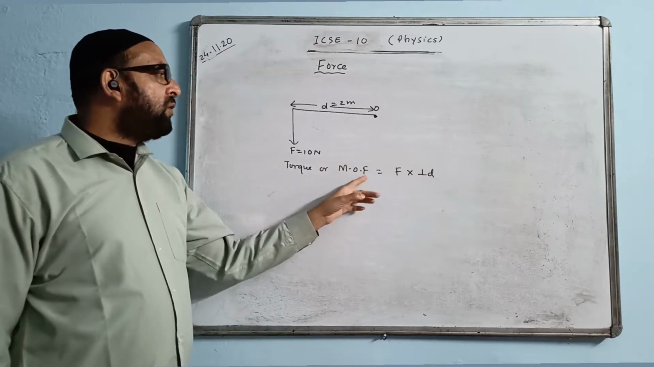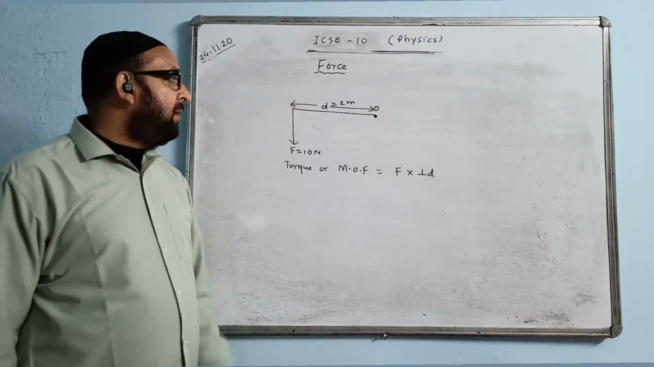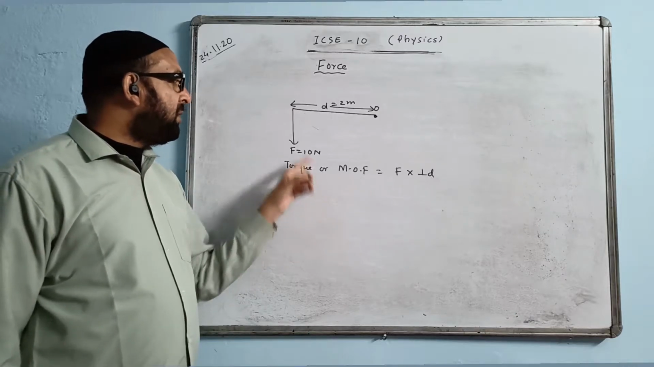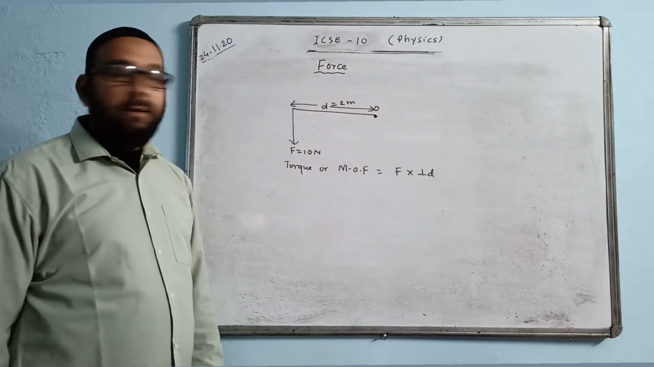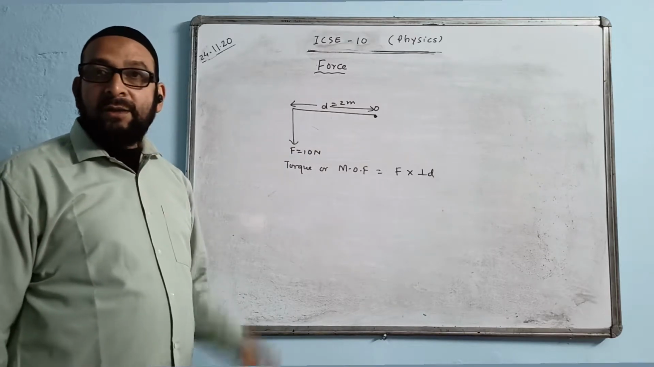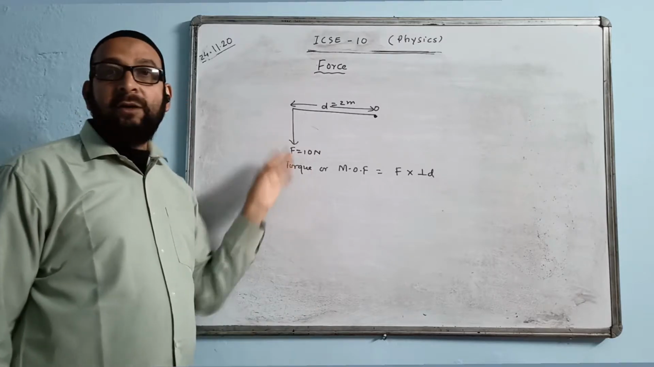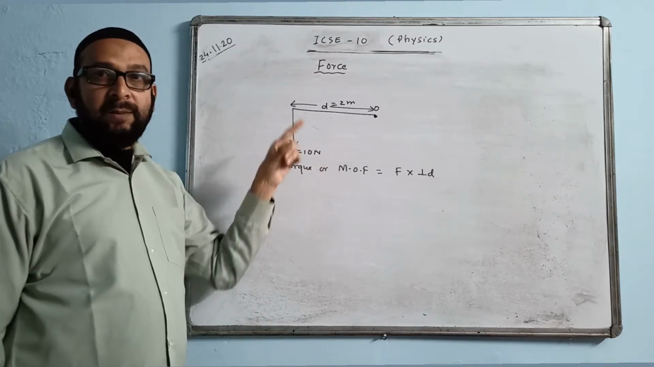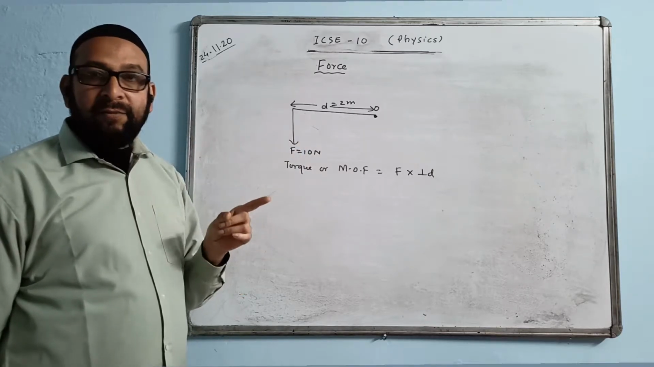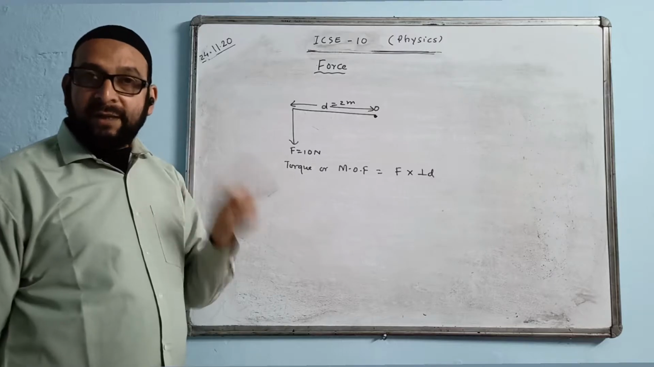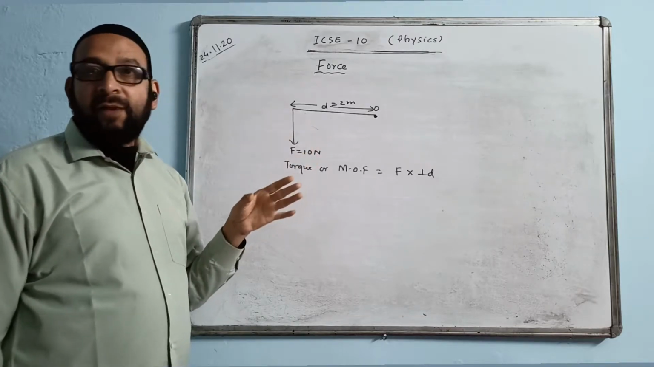Moment of force depends on two factors, force and perpendicular distance. The SI unit of moment of force is Newton meter, whereas the CGS unit is dyne centimeter. We gave the definition of 1 Newton meter and 1 dyne centimeter. 1 Newton meter will make 10 to the power of 7 dyne centimeter. So this is the recap of last time.